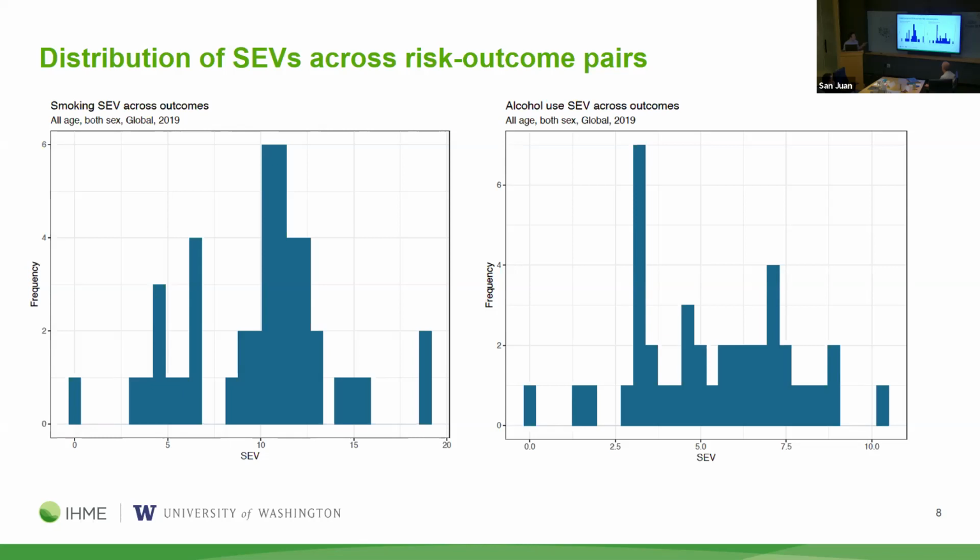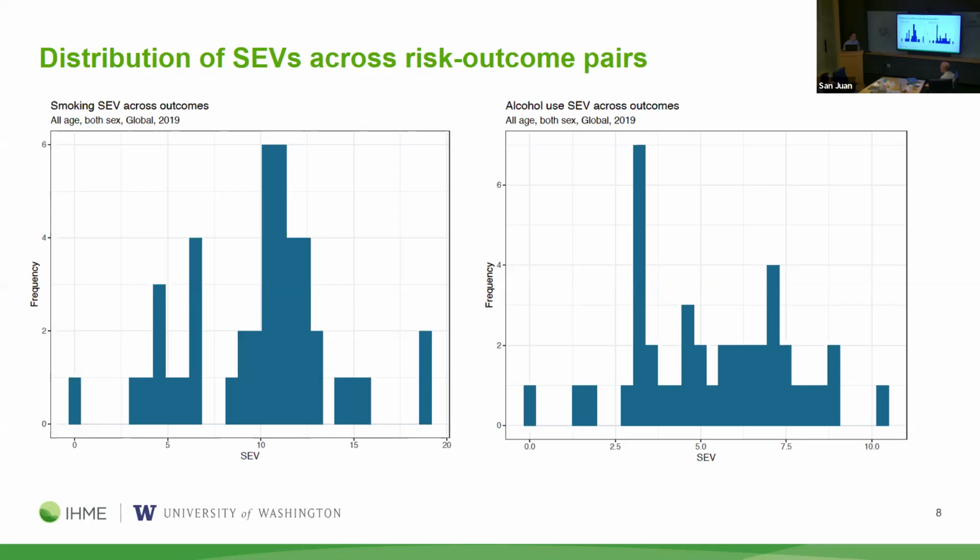What are the units on X? This is just the frequency, a histogram. On X, that is 0 to 100. So you can see that for smoking, we have SEVs for some outcomes at almost 20, and then some very close to 0. An SEV close to 0 on smoking would be one with probably an extremely high relative risk. So it's probably lung cancer.